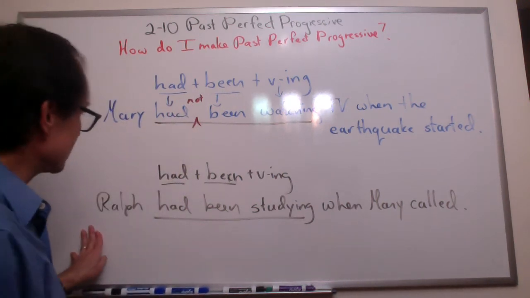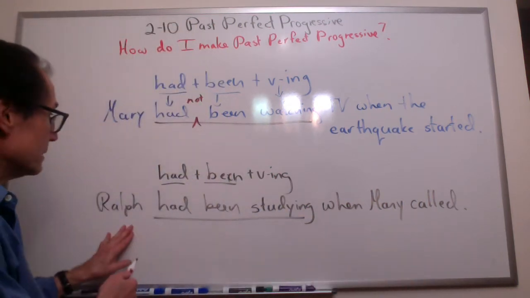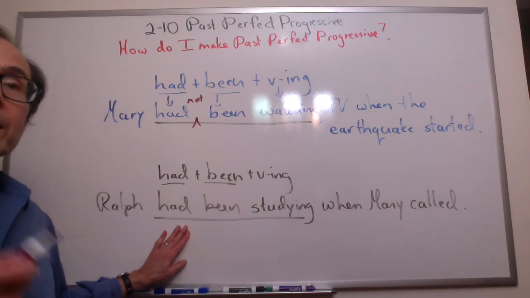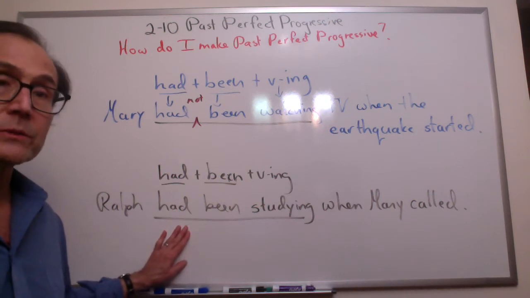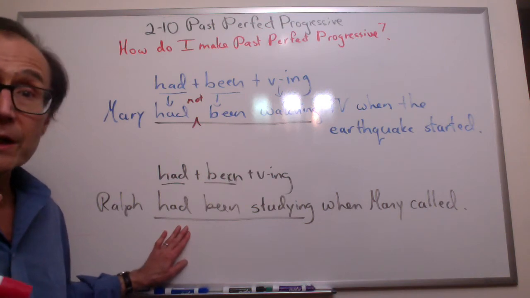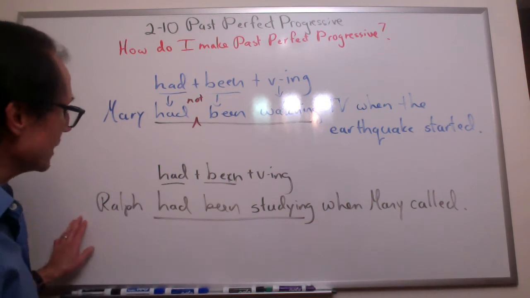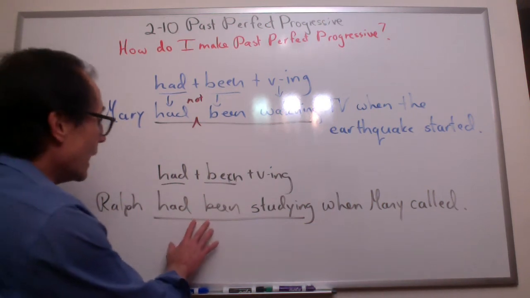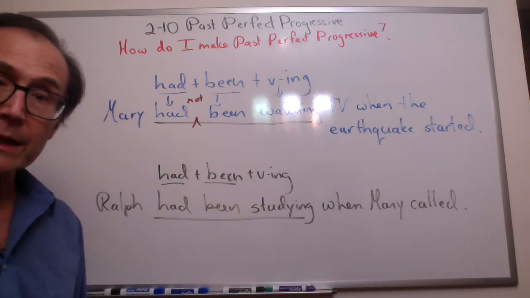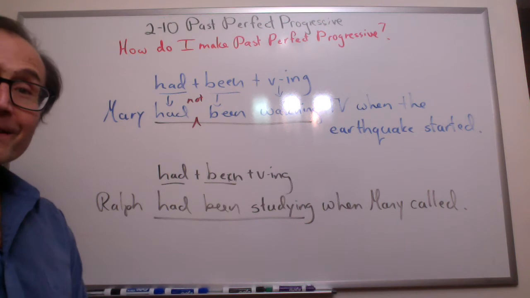Take a look at this next sentence. Ralph had been studying when Mary called. Let's say, no, Ralph was not studying. Maybe he was, I don't know, washing the car or doing the laundry, but not studying. Think for a minute and ask yourself, how would I make this sentence negative? How would I make it negative? If you want to take a moment, pause the video and then come back.